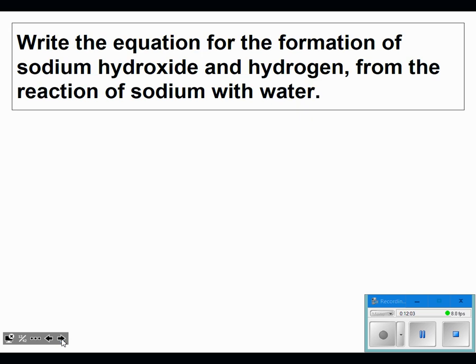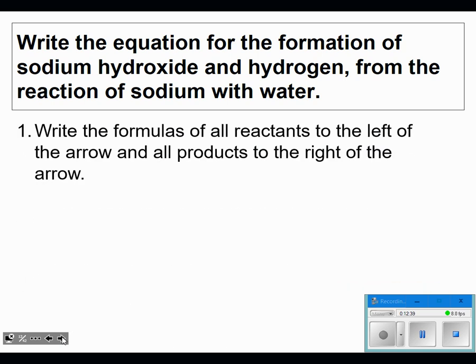So when we get done with this unit, we should be able to do things like what I'm about to show you. We should be able to write an equation for the formation of sodium hydroxide and hydrogen from the reaction of sodium with water. This takes us back to remembering how we have to write equations and formulas, whether it's ionic or covalent. Sodium hydroxide is ionic, so we need to look up sodium.